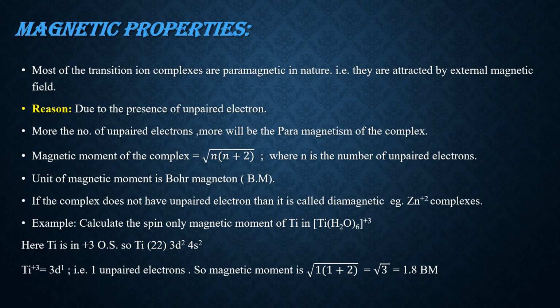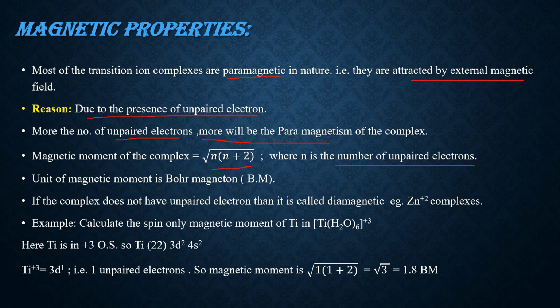Most of the transition ion complexes are paramagnetic in nature. That is, they are attracted by the external magnetic field, and the reason for paramagnetism is the presence of unpaired electrons in them. The more the number of unpaired electrons, the more the paramagnetism. The magnetic moment of the complex can be calculated by the formula square root of n(n+2), where n is the number of unpaired electrons. More unpaired electrons mean more magnetic moment and more paramagnetism.